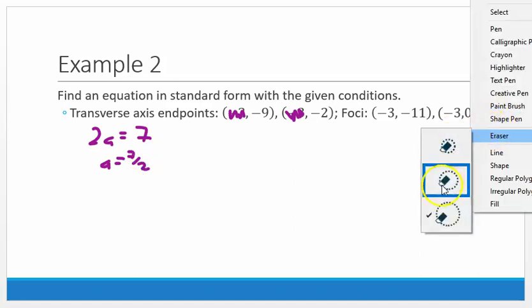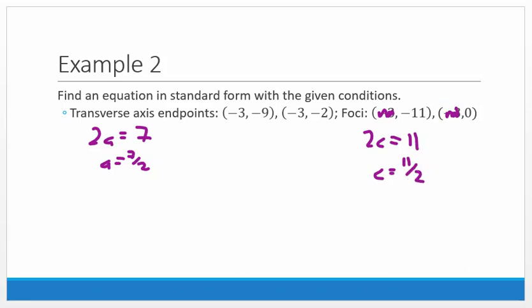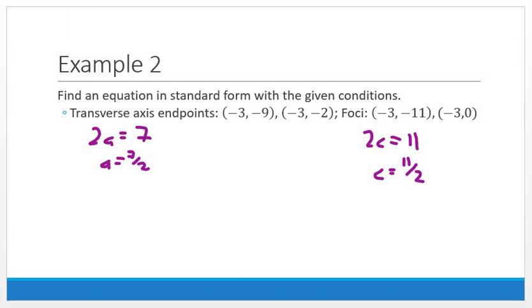And then we can do the same thing with the coordinates for the foci that they gave us. Because for the foci, again, the x-coordinate does not change, so we can ignore that for a second. And we can just say how far apart is -11 from 0. And that will be the length for 2c, because we're doing from foci to foci, not from foci to center, which would be c. So in this case, 2c equals 11, which means c is 11/2. And so then again, I'll get rid of this part so we can see our numbers.